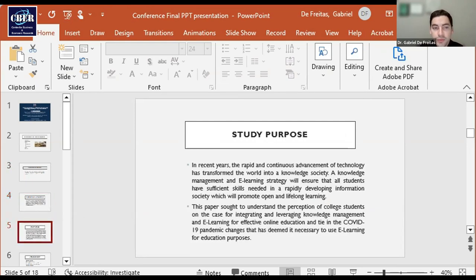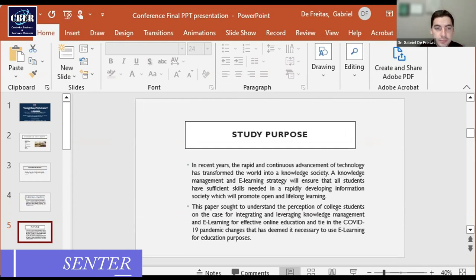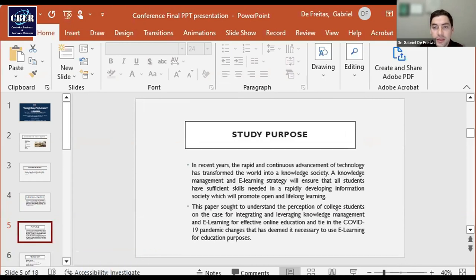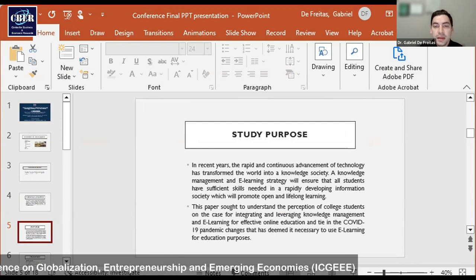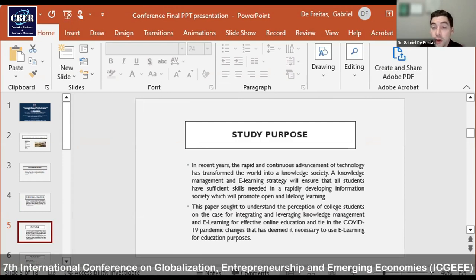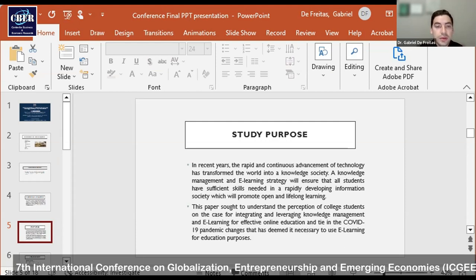As for the purpose of this study, in recent years, the rapid and continuous advancement of technology has transformed the world into a knowledge society. A knowledge management and e-learning strategy will ensure that all students have sufficient skills needed in a rapidly developing information society, which will promote open and lifelong learning. This paper sought to understand the perception of college students on the case for integrating and leveraging knowledge management and e-learning for effective online education. We also tie in the COVID-19 pandemic changes that have deemed it necessary to use e-learning for educational purposes.